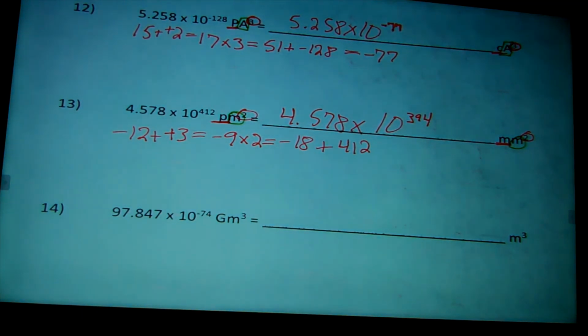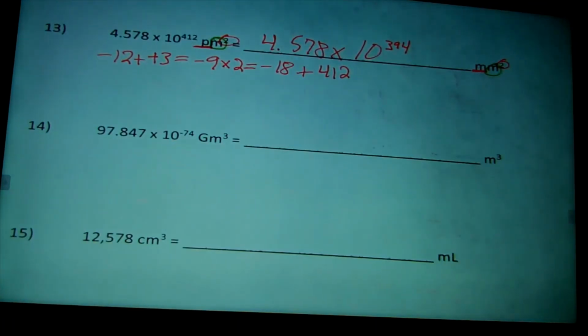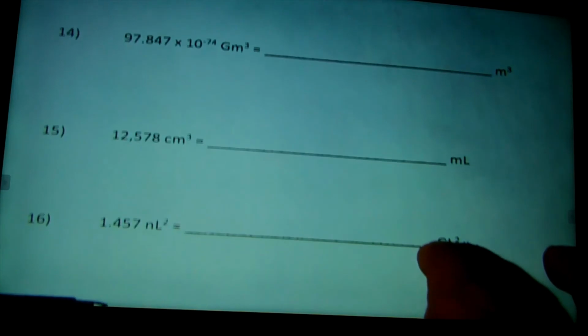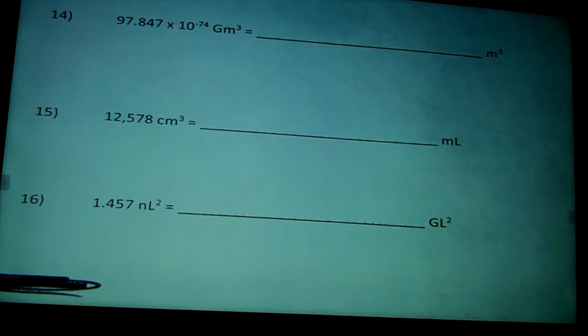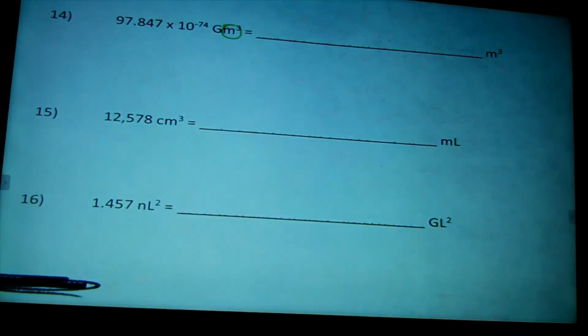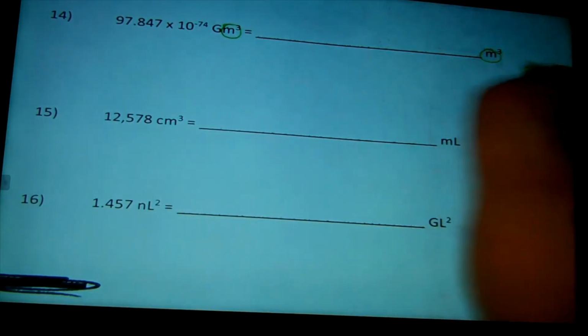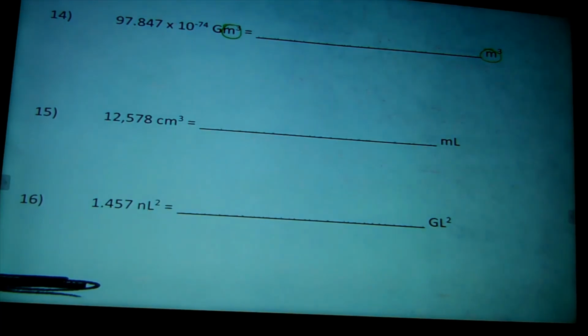Okay. I am rolling a little faster here because you guys should be getting a good feel for this. So let's look at number 14 now. 14, base unit meter. And I have M by itself over here, so that is meter, not milli, correct. Good job.